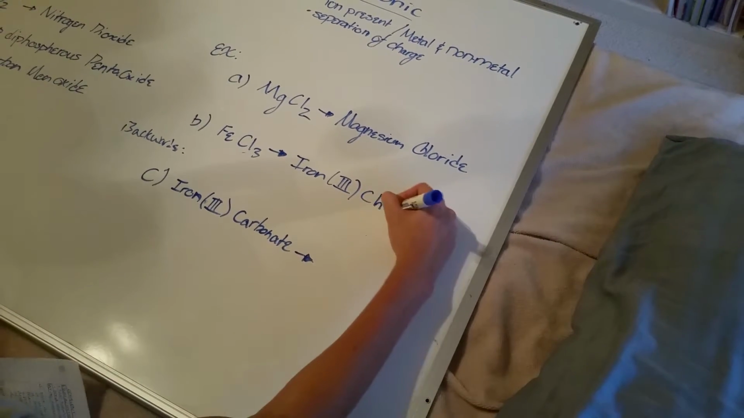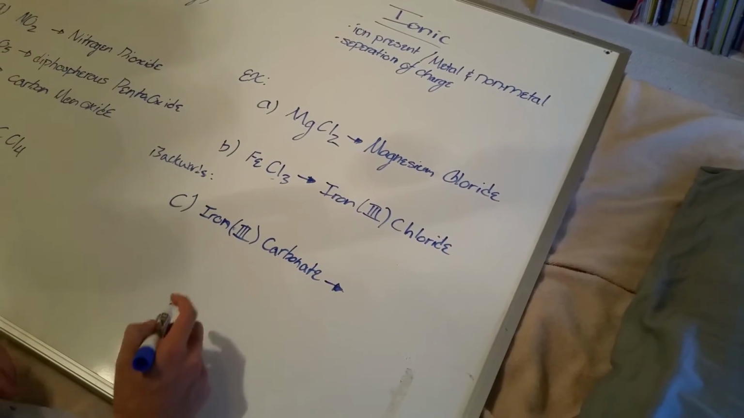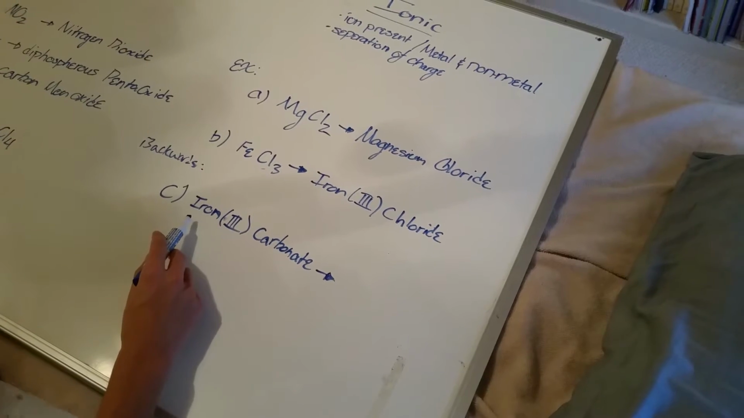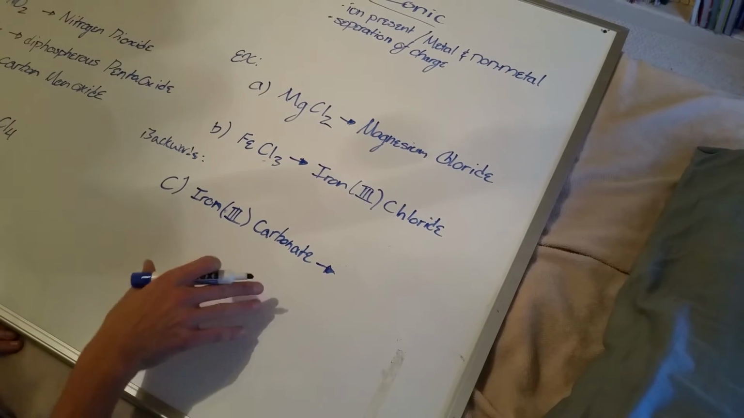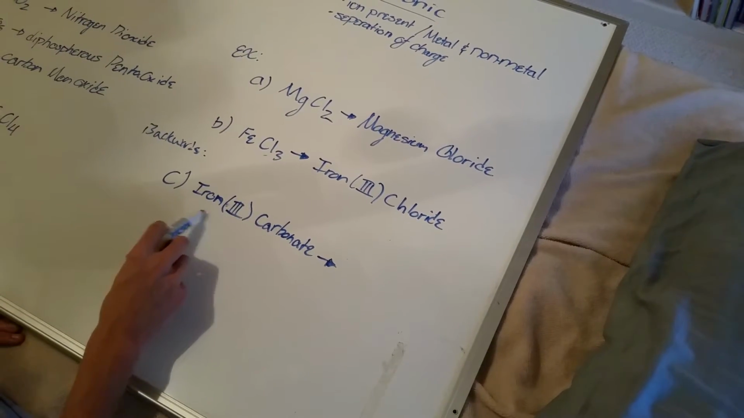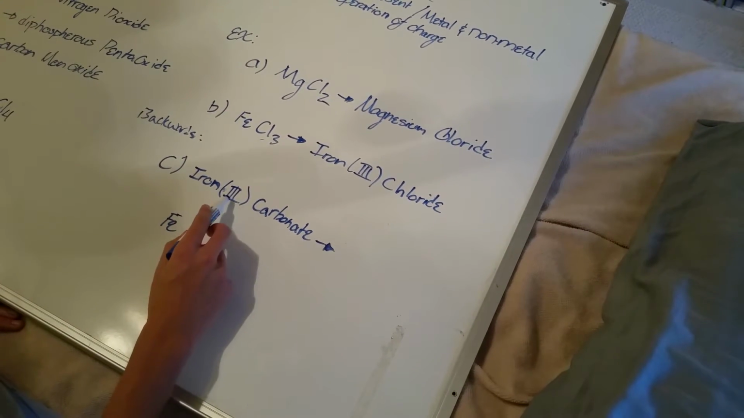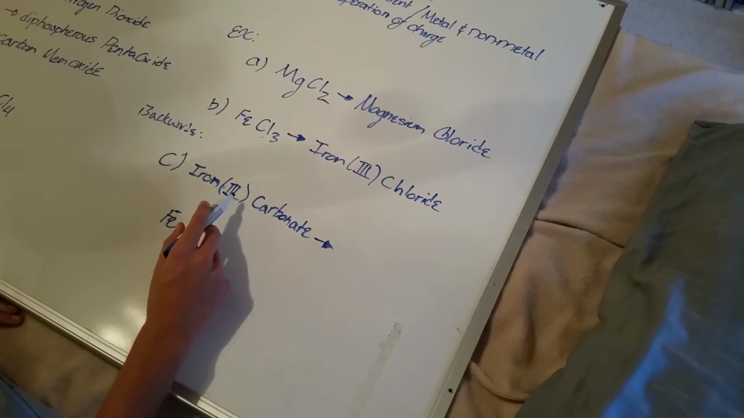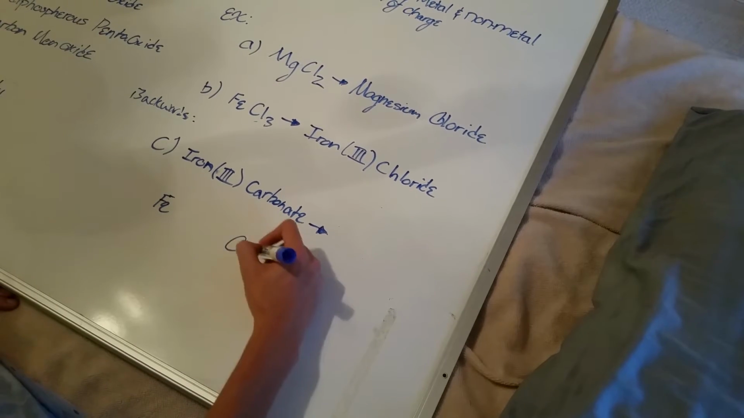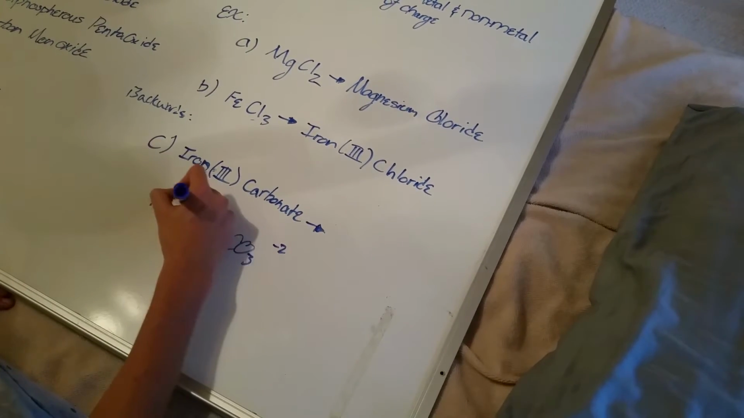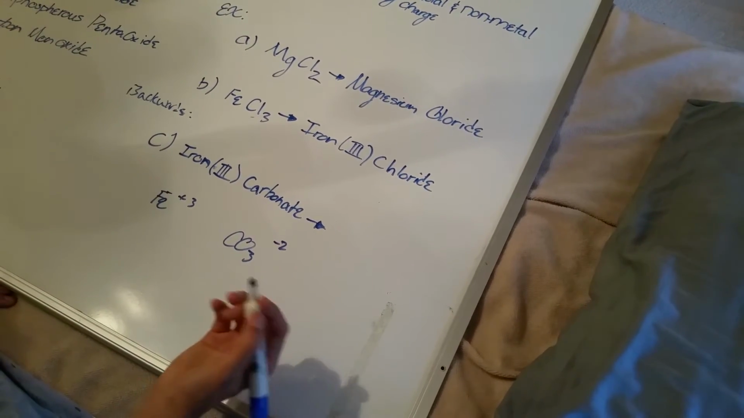Now, the same can be done backwards, where you get the cation and the anion, and you have to write the ionic compound. So for this, iron 3 would be Fe, and since it has a charge of 3, and carbonate, which is CO3, has a charge of -2, what you have to do is balance these before you can write it in the right way.